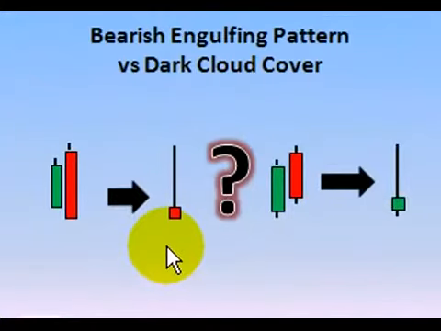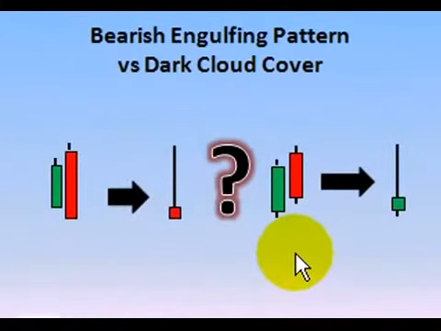And we established in a previous video that a dark cloud cover was equivalent to a green shooting star through the process of candle addition. Well, in the shooting star video, we established that a red shooting star is more bearish than a green shooting star. So the bearish engulfing pattern is more bearish than a dark cloud cover. It's fairly obvious anyway through looking at the pattern.